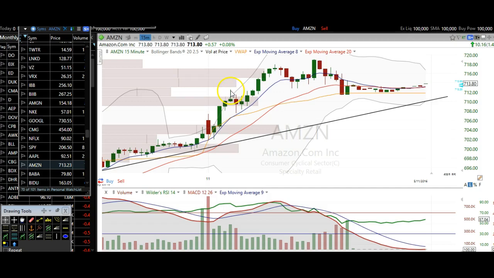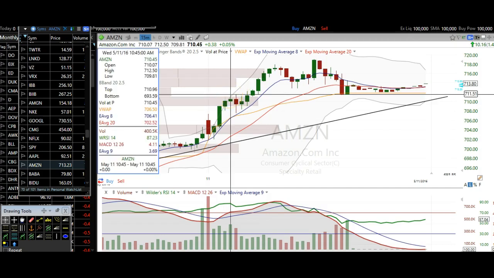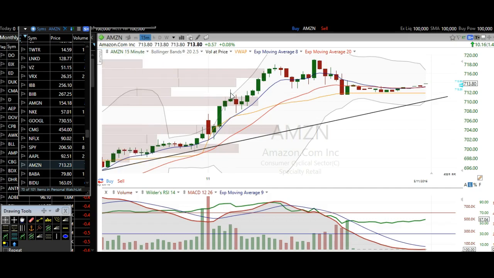Came a little bit outside of the Bollinger Band, so we took some profits near the highs around 712. It was just below 712 that we took partial profits. And then what we wanted to do is let the rest ride, and the stop for that was going to be a break-even stop. And we're trending higher, we're trending higher.